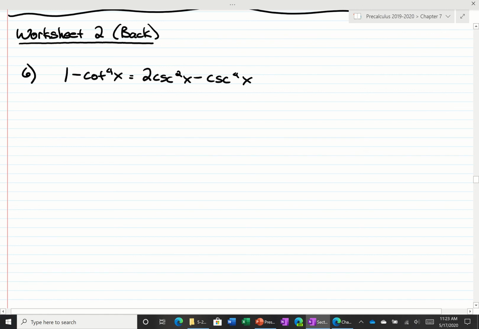And trying to pick which side is more difficult. I mean, we could choose the right side. The left side we could factor to be a difference of squares, meaning, let's see, we could write it as 1 minus cotangent squared of x times 1 plus cotangent squared of x. And cotangent, I remember, is cosine squared over sine squared.